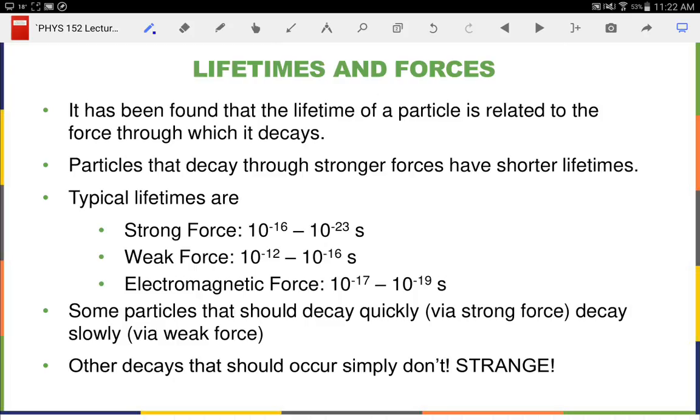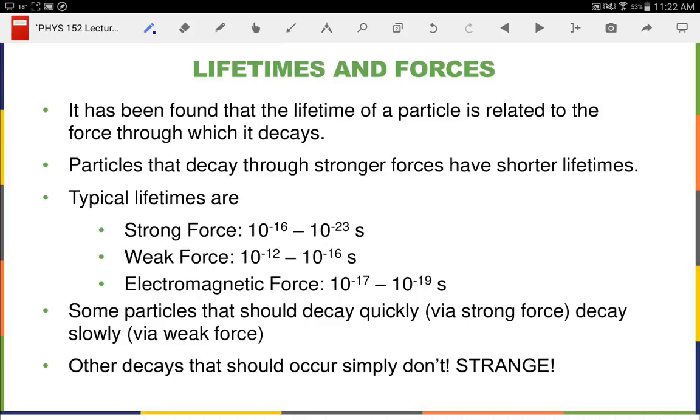Neutrons have an average lifetime of 882 seconds. That's if you have a neutron just by itself, not in the nucleus, in 882 seconds on average it will decay, undergoing a beta decay. So neutrons are not stable.